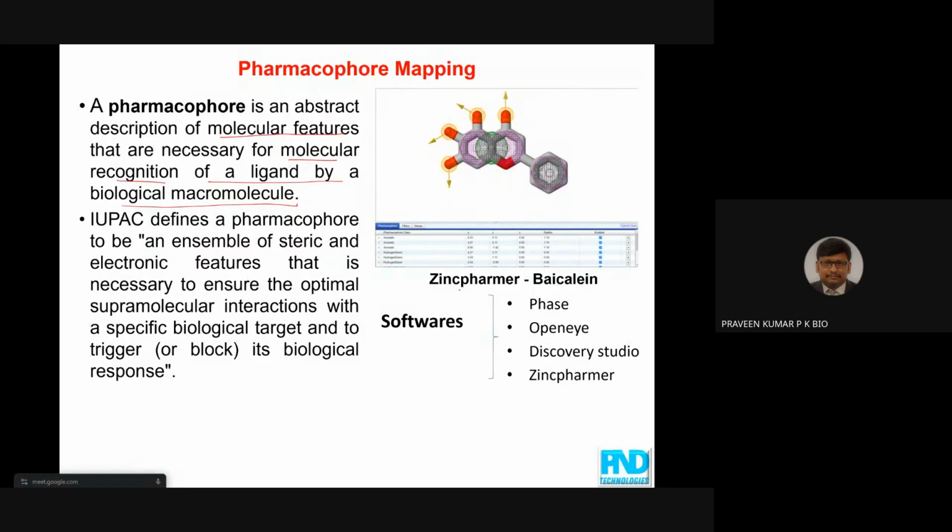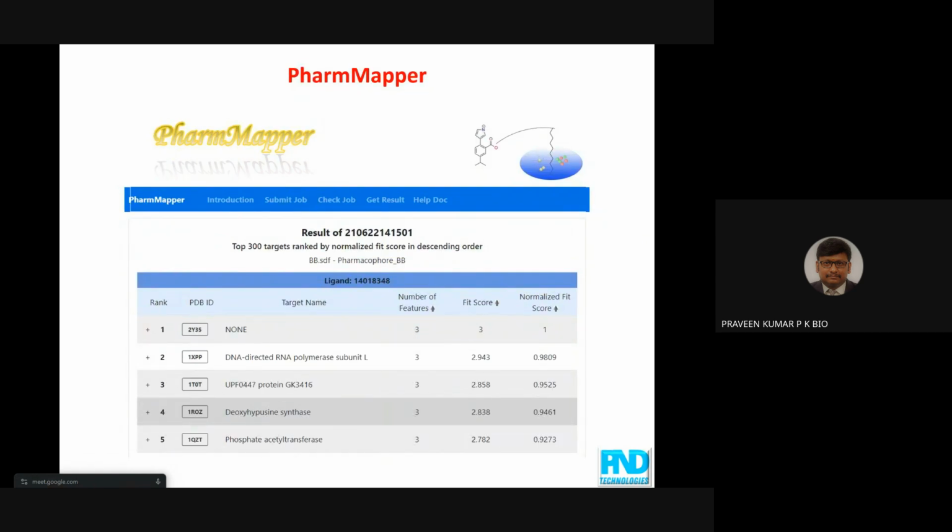For this we can use a tool called GenePharmer. A compound called baicalin I tried as an input and I got this kind of result. These are a few more software tools to work with for mapping. There is also one more tool called PharmMapper.